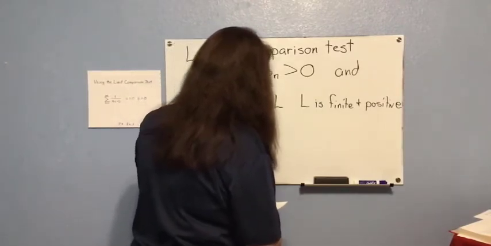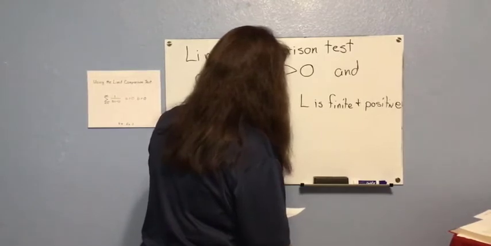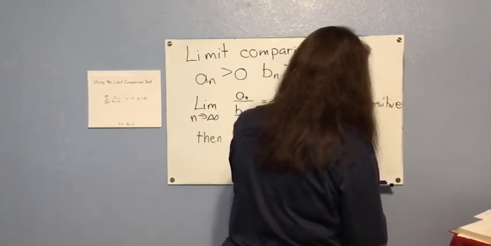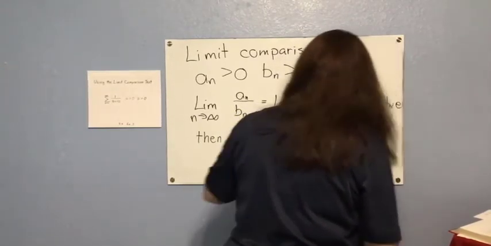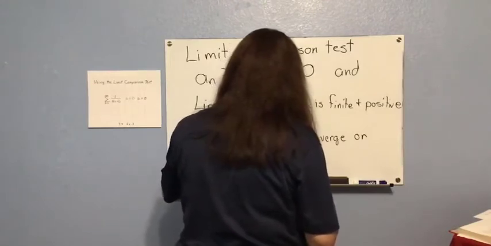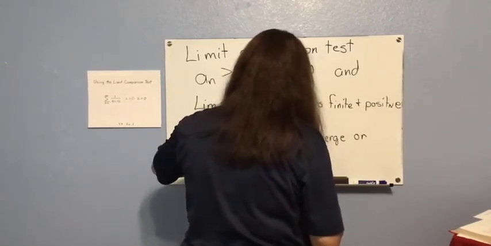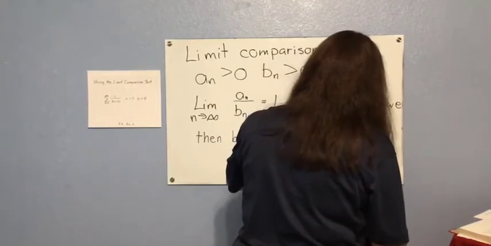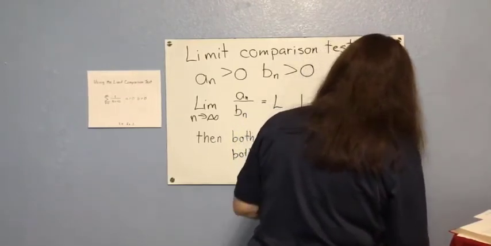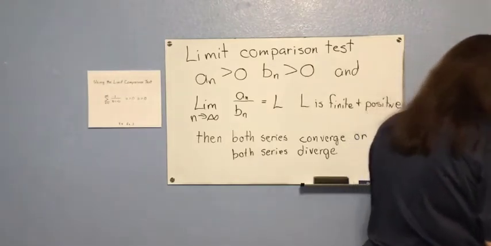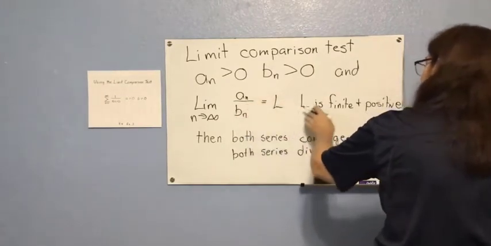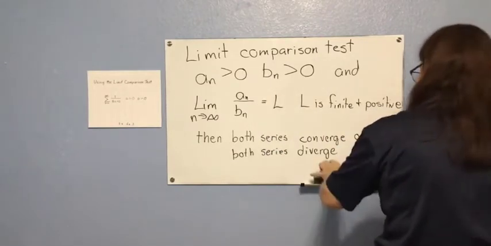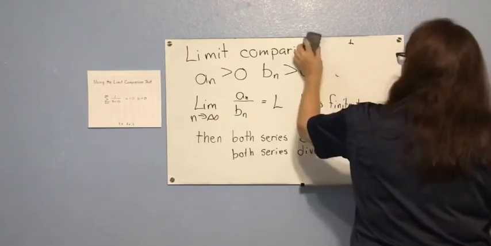then both series either converge or both series diverge. Okay, so if I can get this condition, I know that these two series are going to behave in the same way. Let's work an example.